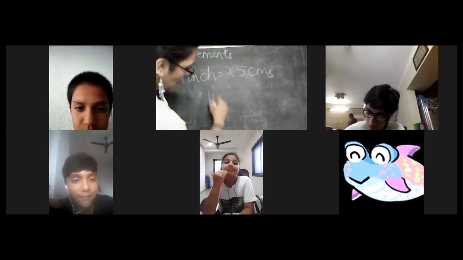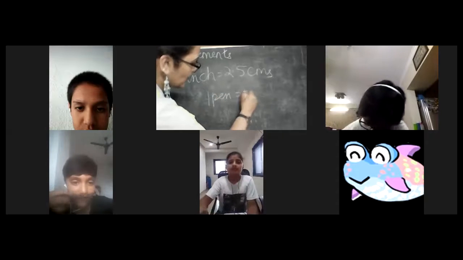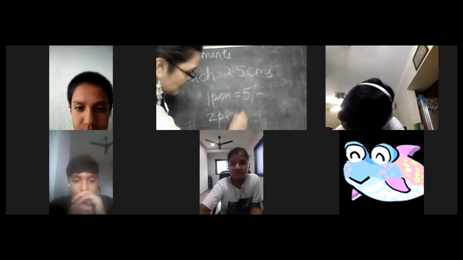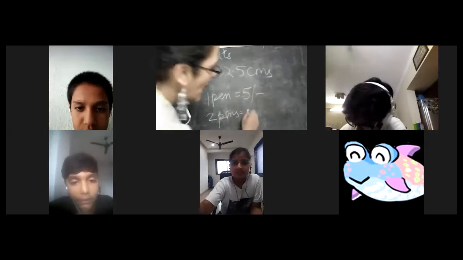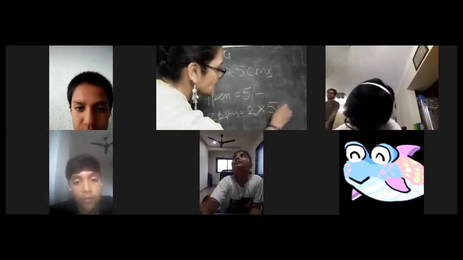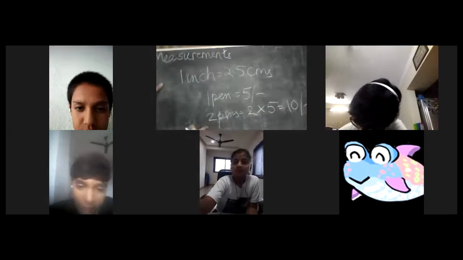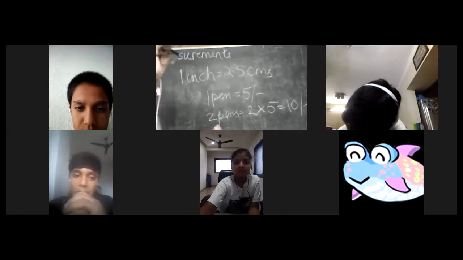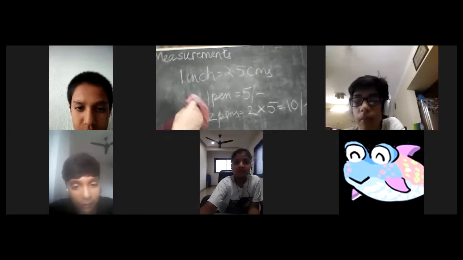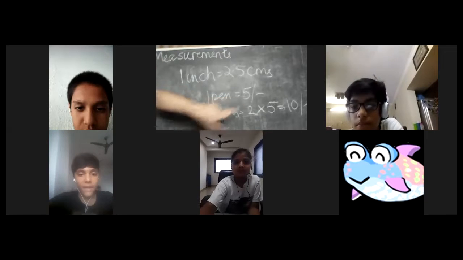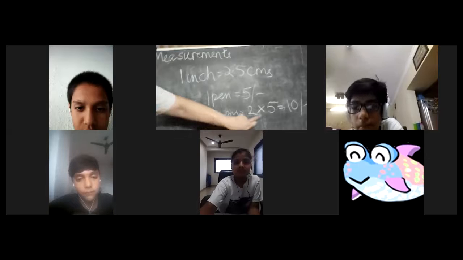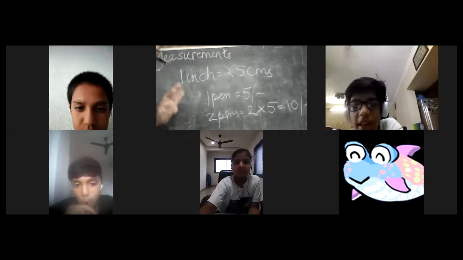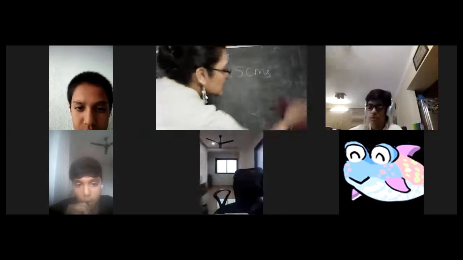Okay, 1 pen is equal to 5 rupees. 2 pens is equal to how much? 10. How? Ranveer, look at the board. You can write down later. 1 pen is 5 rupees. 2 pens are 2 times 5, which is 10 rupees. 2 times 5, 5s are 10. Okay. Next question Ranveer will answer, okay?